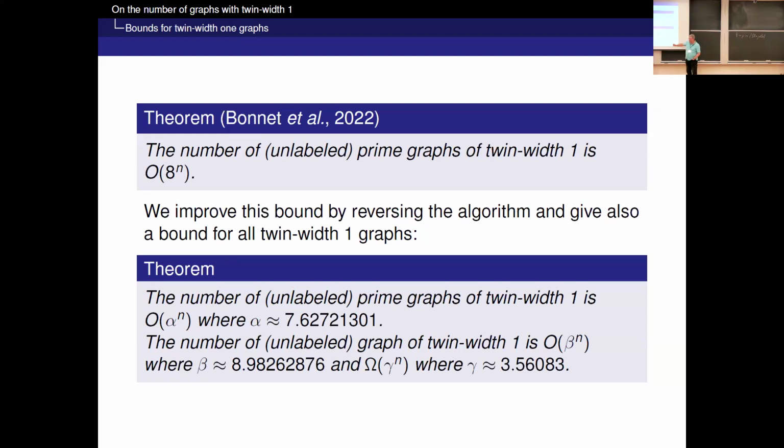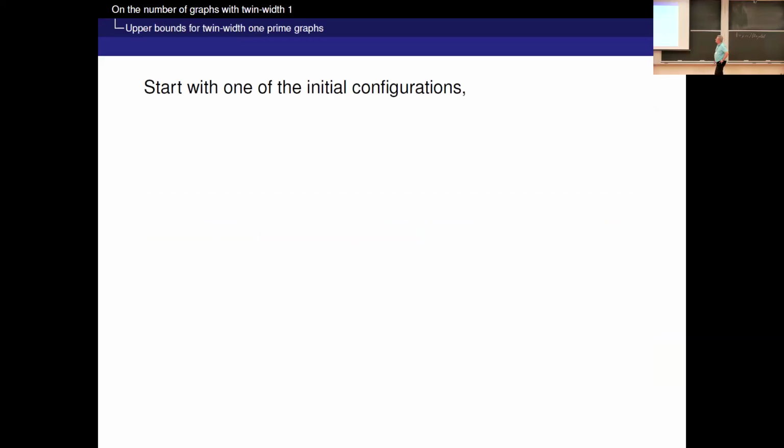And we also have a lower bound. Well, there is still a big gap, but okay, at least we have some interval where this kind of number lives. Okay, now how do we do that? We kind of do the reverse of the algorithm.